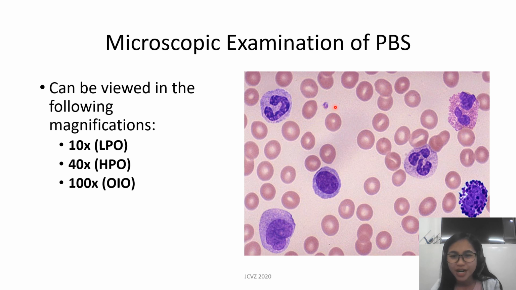We have your platelets. Your platelets are so small that sometimes you can mistake them for dust, but they are not actually dust. They are just platelets, and they are so small that they are 1/10 the size of your red blood cells. Okay, so those are the things that you can see under the microscope when using the different magnifications.